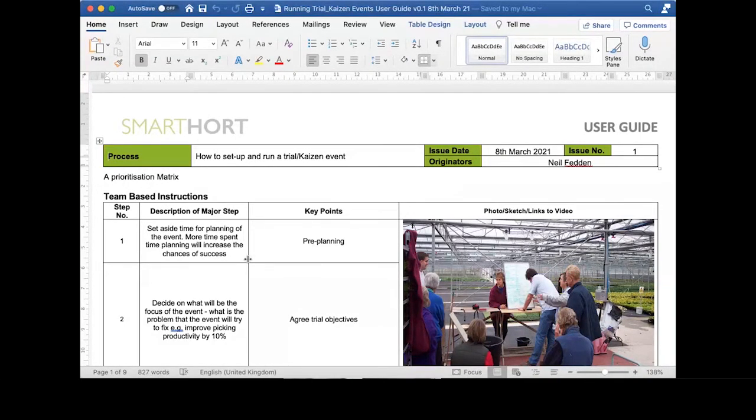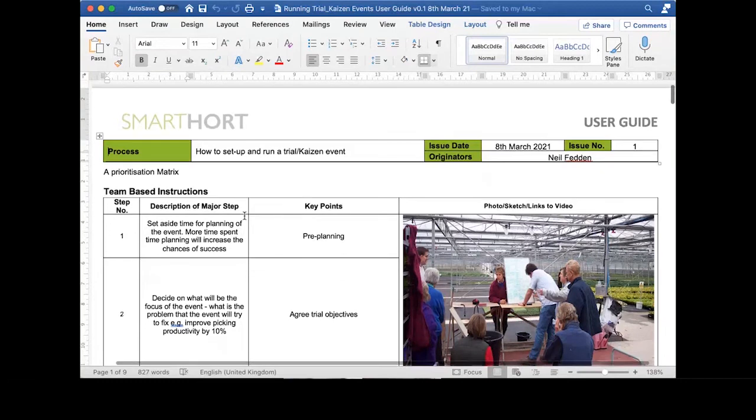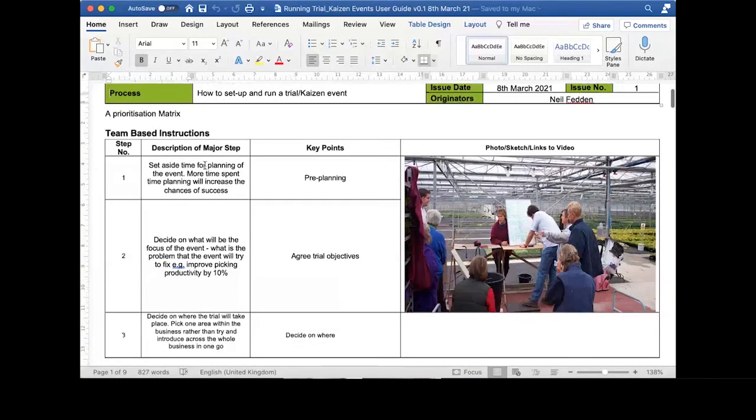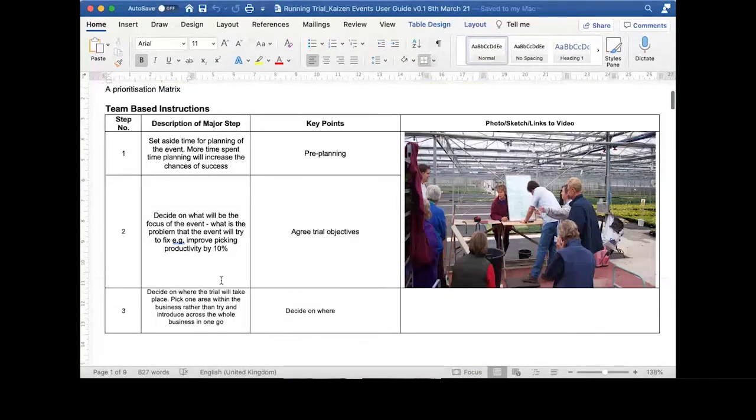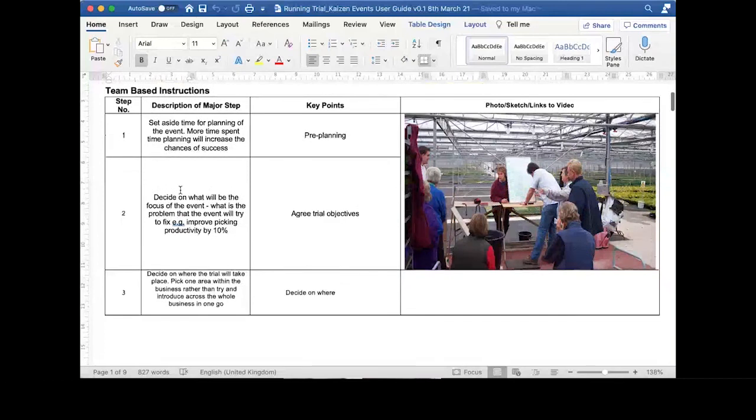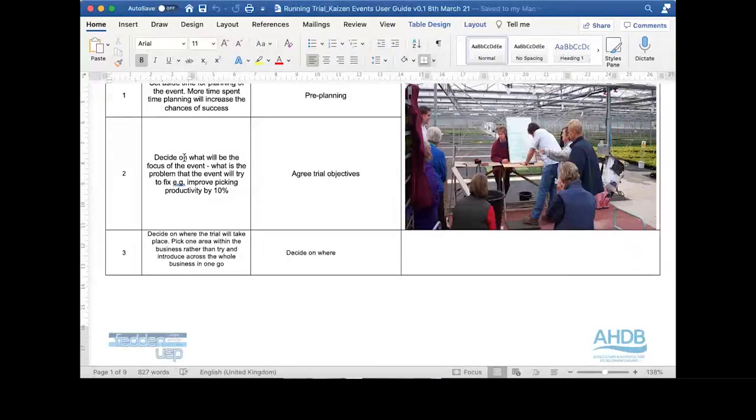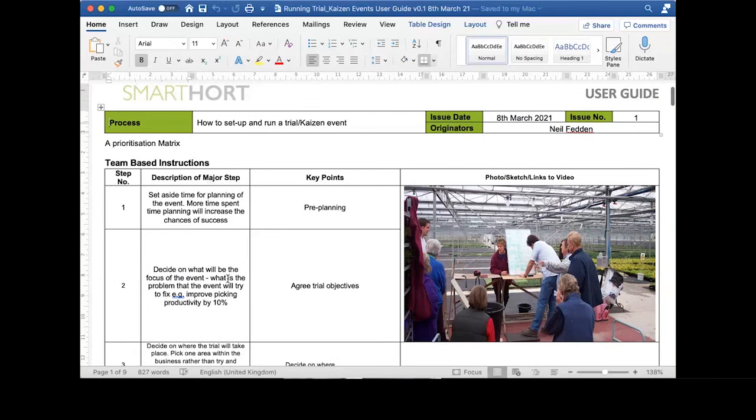This is one that we did for you, which was all about how to run a Kaizen. So basically what you've got is the major steps written down step by step, how you actually carry out the particular activity. For you guys, it could be how to set up a packing line, how to set up a potting machine, how to carry out a particular job role on a packing line itself. So you've got a description of the major steps, and the key points that are involved.